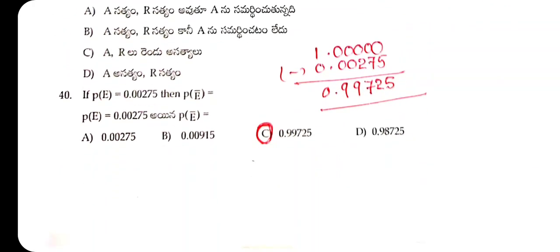P of E is equal to 0.00275. Then P of E bar means we have to subtract from 1.00000 minus 0.00275. If you subtract, you will get 0.99725.